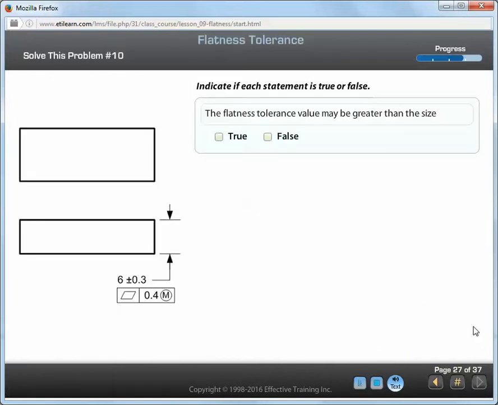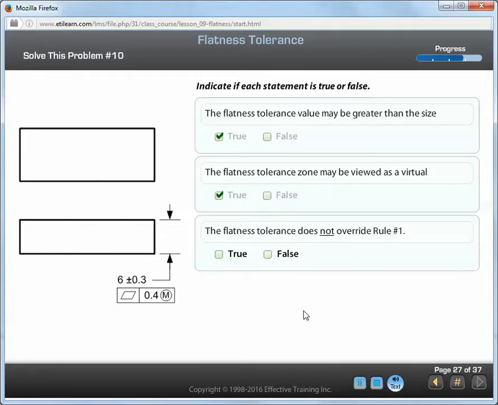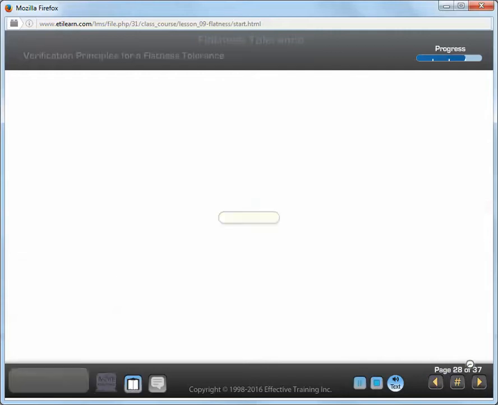The flatness tolerance value may be greater than the size dimension tolerance. You're correct. The flatness tolerance may be viewed as a virtual condition boundary. You're correct. The flatness tolerance does not override rule number 1. You're correct. Click the right arrow to continue.